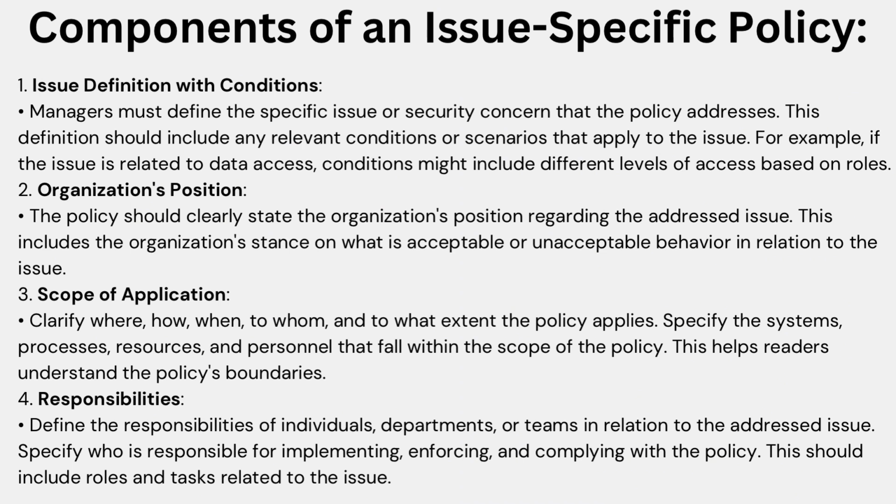Organization's position. The policy should clearly state the organization's position regarding the addressed issue. This includes the organization's stance on what is acceptable or unacceptable behavior in relation to the issue. Scope of application. Clarify where, how, when, to whom, and to what extent the policy applies. Specify the systems, processes, resources, and the personnel that fall within the scope of the policy. This helps readers understand the policy's boundaries.